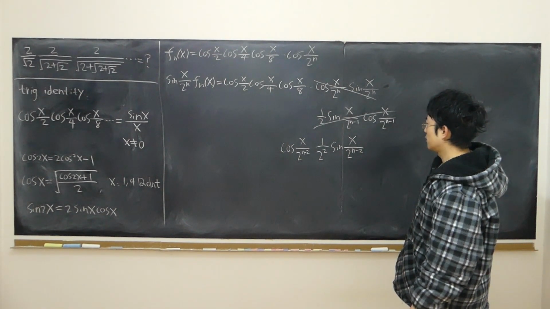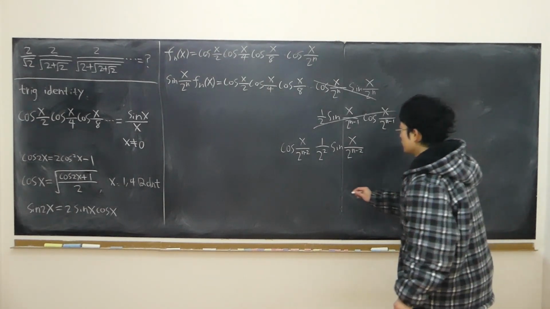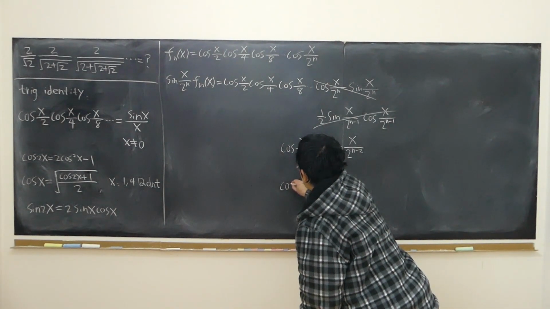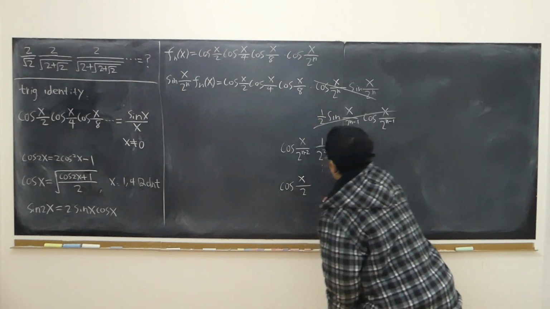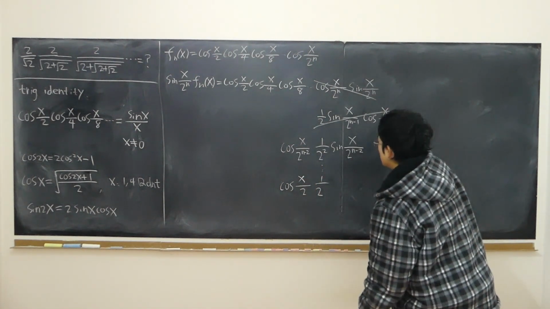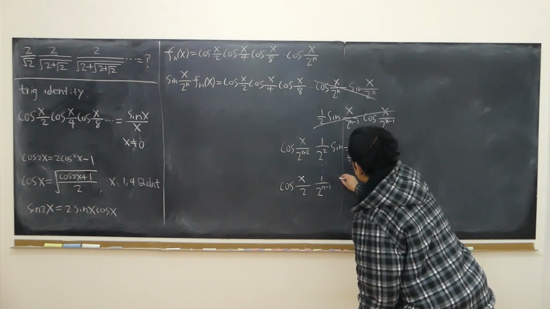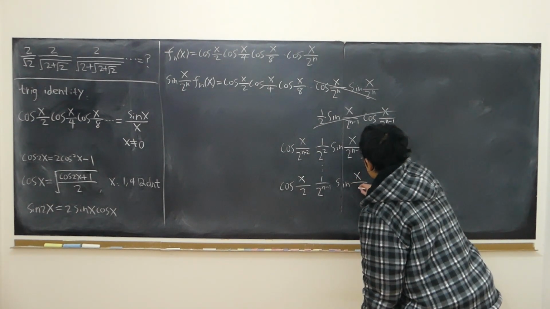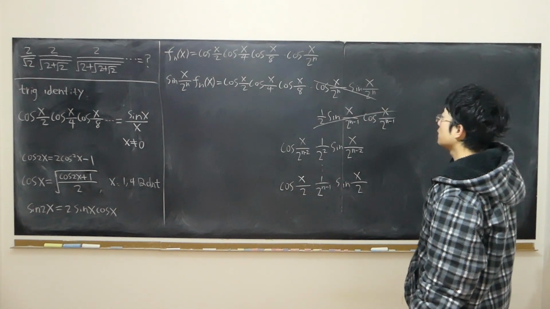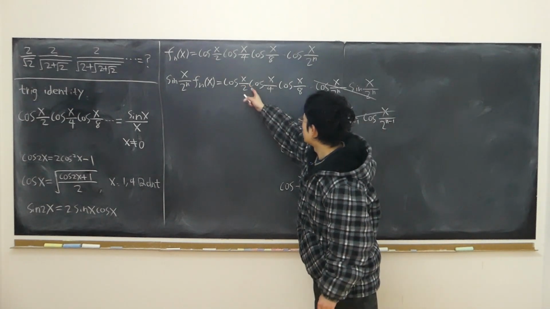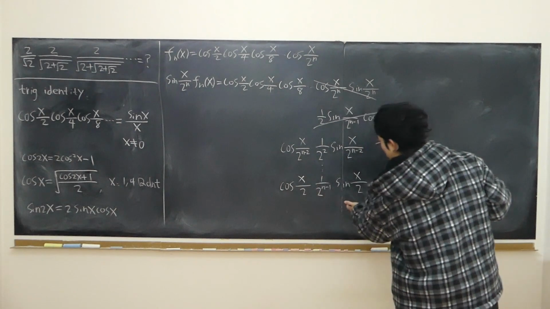So eventually I'm guessing this power down here will reduce all the way down to just cosine of x over 2, times 1 over 2 to the power of, because remember their indices always add up to n, so 2 to the power of n minus 1, times sine of x over 2. So eventually I have this. Cosine x over 2 is exactly my first term. So in other words, this will be gone, this will be gone. All I have left is this on the right-hand side.